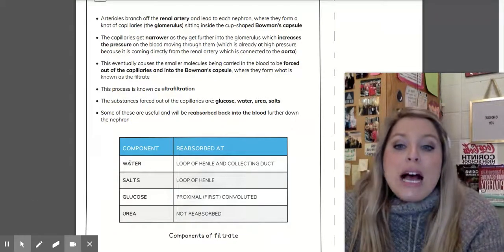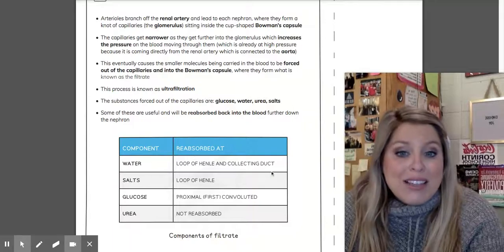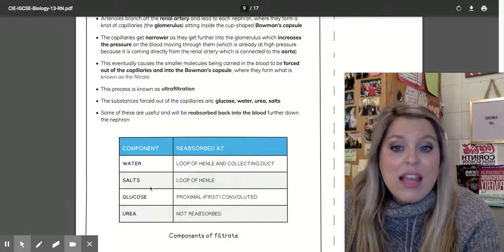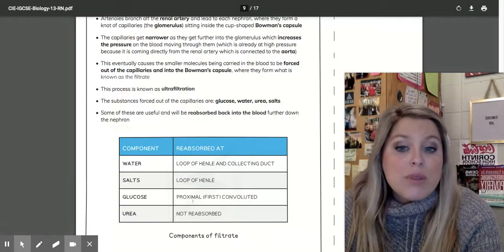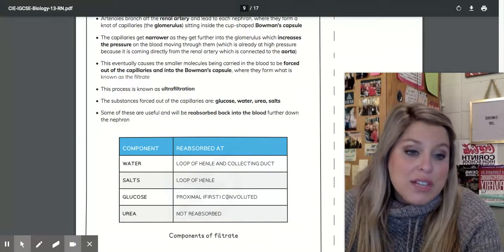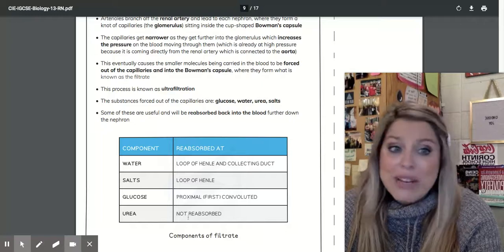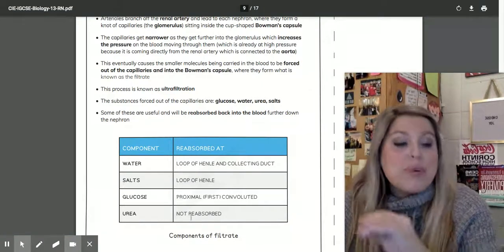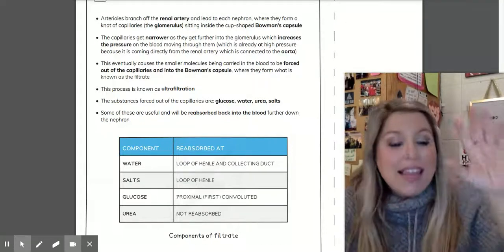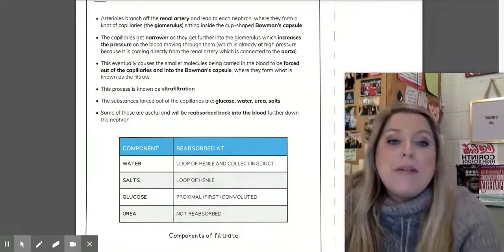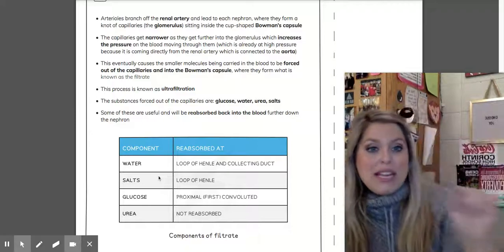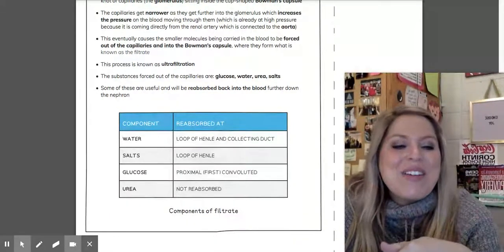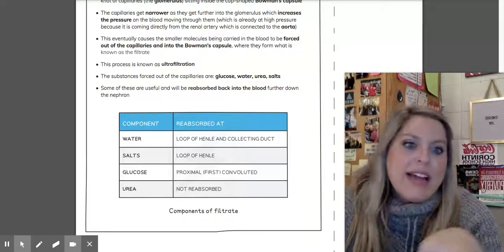But ultimately, water is reabsorbed at the loop of Henle and the collecting duct. Salts are reabsorbed at the loop of Henle. Glucose is reabsorbed at the proximal or first convoluted tubule. And urea is not reabsorbed. We need urea to stay in the nephron tubule to be excreted, to exit through the ureter into the bladder and out the urethra.